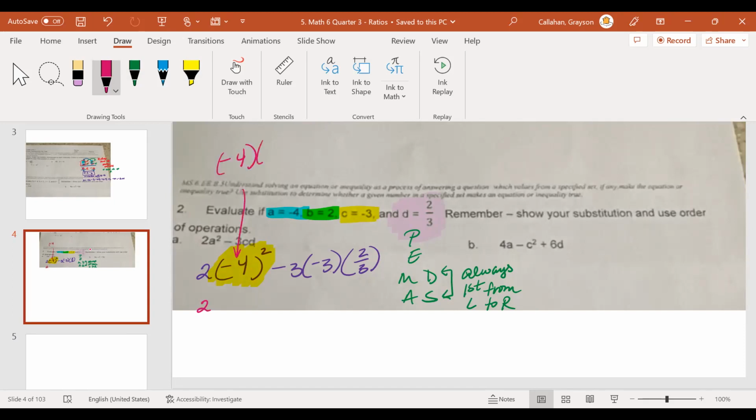That's saying negative 4 times negative 4. What is that equal to? Next, we're going to do multiplication. Left to right, multiplication or division. There's no division. There's only multiplication. So left to right, that comes first. 2 times 16 is?